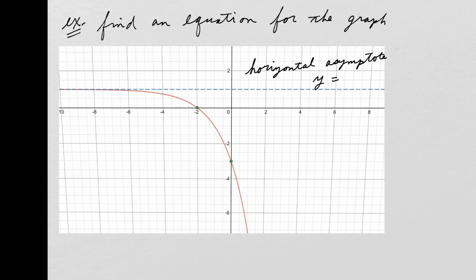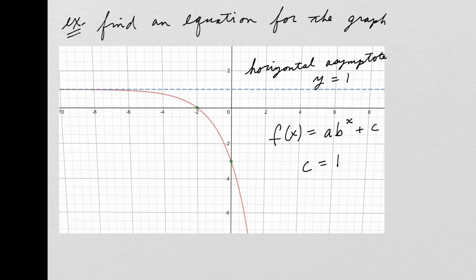And it's the line y equals 1, right? That blue dashed line. So that means, remember, that tells us what c is. If we have the general form of our exponential function, it's going to be a b to the x plus c. So this tells us that c must equal 1, right? So we know that c equals 1. What else do we know?